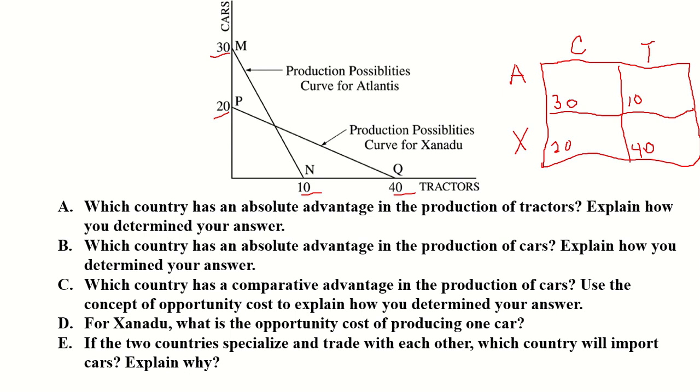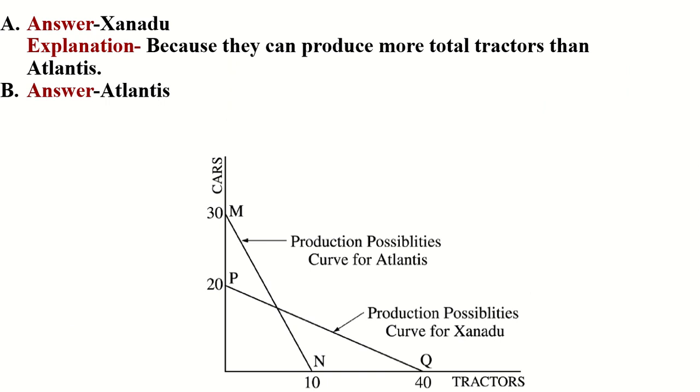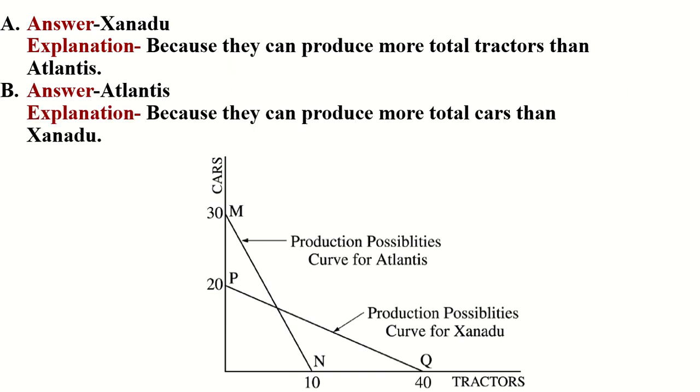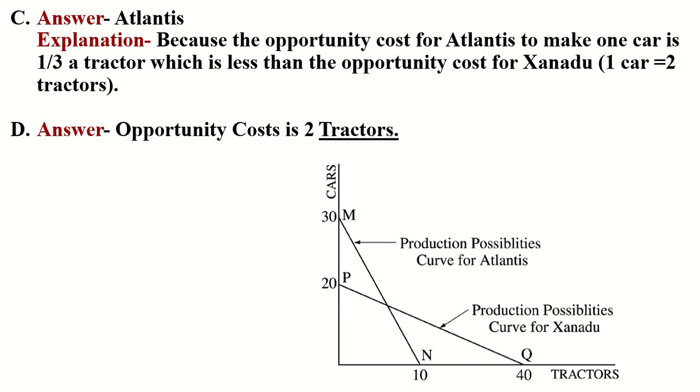All right, welcome back. We're going to take a look at the answers for this. A is Xanadu. There's the explanation. B, Atlantis. There's the explanation. It's pretty simple. The next slide. The answer is Atlantis. The explanation, you can use the math, is because the opportunity cost for Atlantis to make one car is 1/3 a tractor, which is less than the opportunity cost of Xanadu, which is 2 tractors.